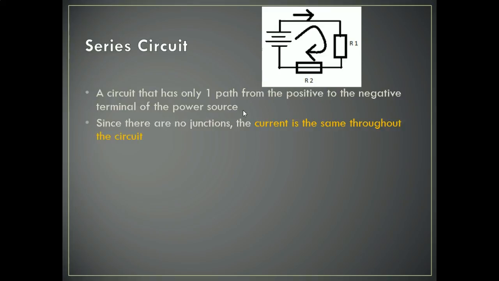And then, since there are no junctions, according to Kirchhoff's junction rule, the current is the same. Because there's no path for the electricity to move, all the electrons have to flow the same way, so the current is the same throughout the whole circuit. Just like if you have a hose and there's no path for the water to exit, then the amount of water you put in is the same water you get back because there's no exit. So the current is the same throughout the whole circuit.